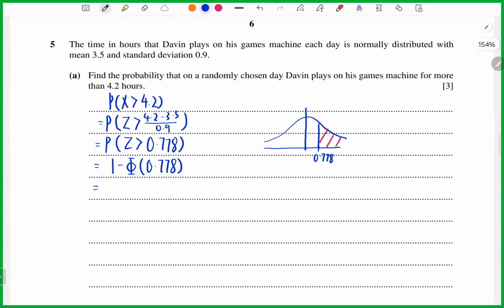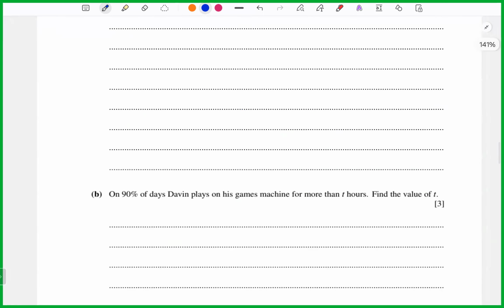So you try to find 1 minus bracket 0.7794 plus 0.0024. So you will get 0.218 here. So this is your answer. Now we go to the next question.